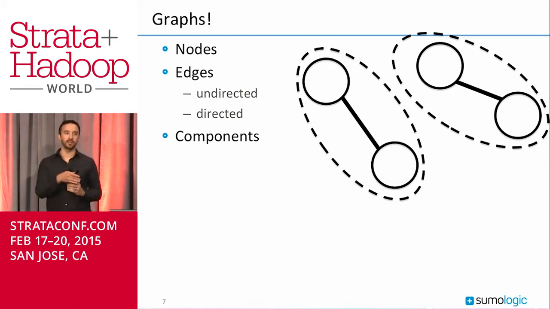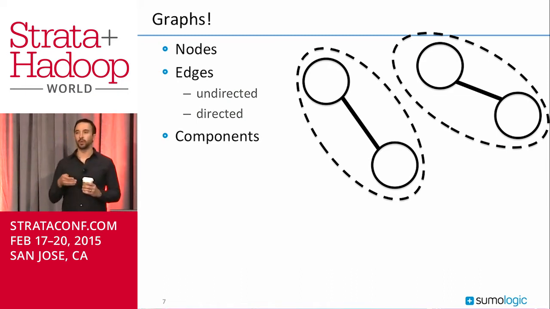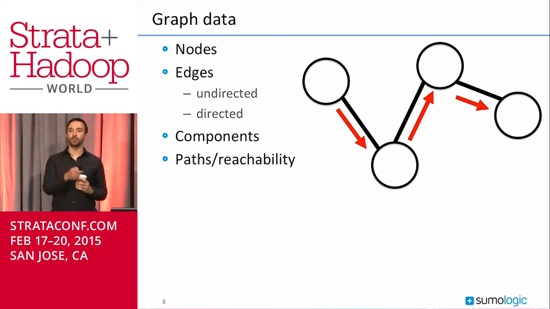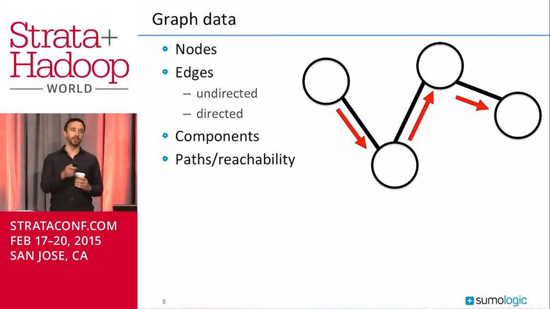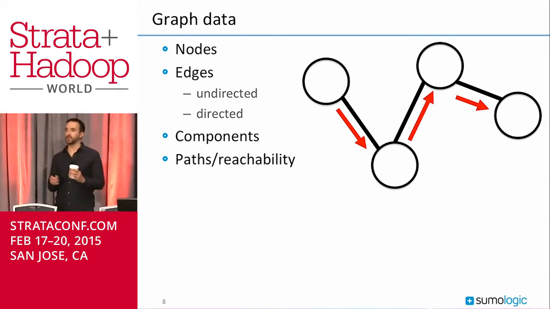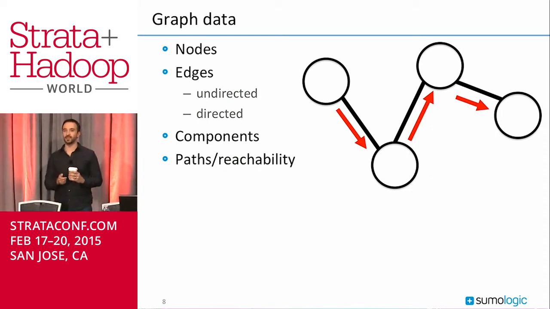And this is an undirected example. There's an analogous concept for directed graphs. There's a notion of paths and reachability, where we say, how can you get from one node to another? Can you even get from one node to another? What is the shortest path to get from one node to another? So again, I'm just going to move really quickly through the very basic stuff, and then we'll get to some fun examples.